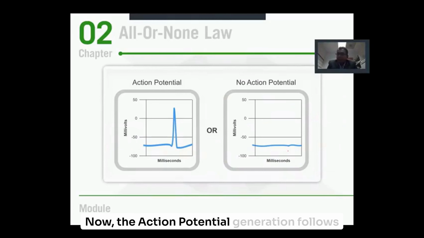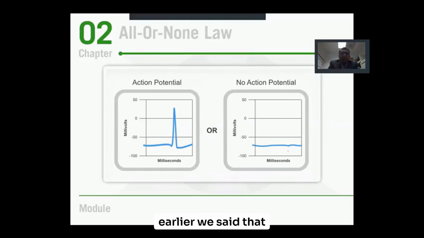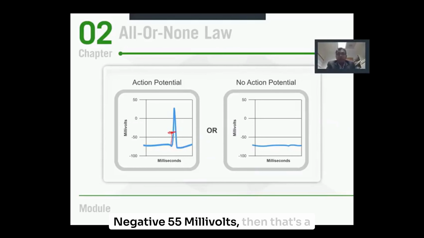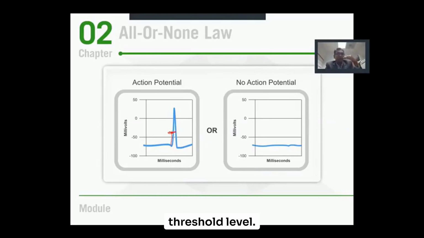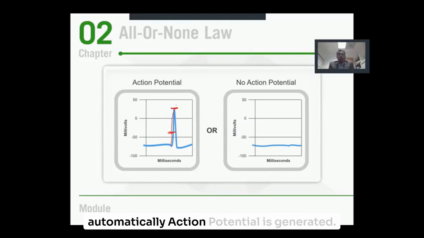Now, the action potential generation follows the all-or-none law, which means that when a neuron is stimulated, either an action potential is generated, and if it is, then it is propagated all along the length of the neuron, or it is not generated, which depends on the strength of the stimulus. Remember earlier we said that if the sodium channels open long enough for the resting membrane potential to reach negative 55 millivolts, then that's a threshold level. Once it reaches that level, an action potential is automatically generated.